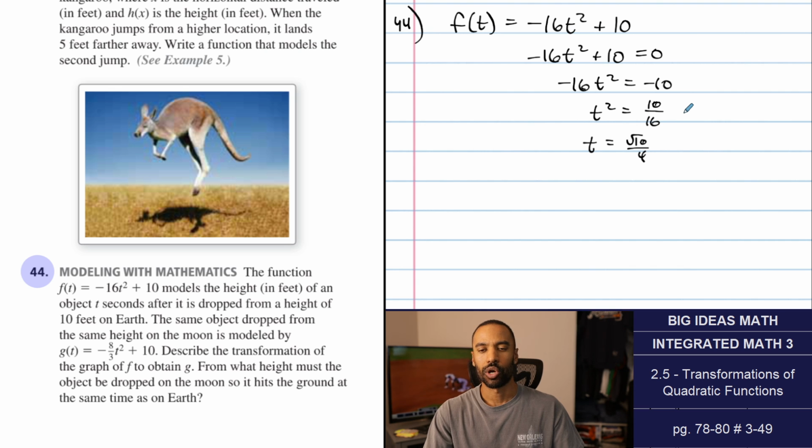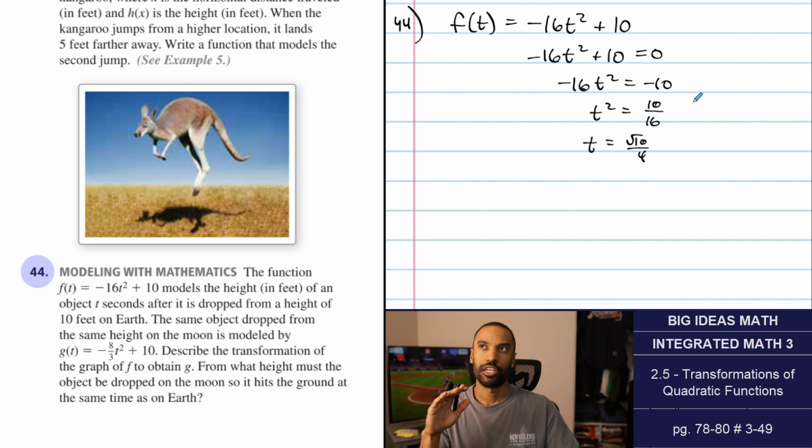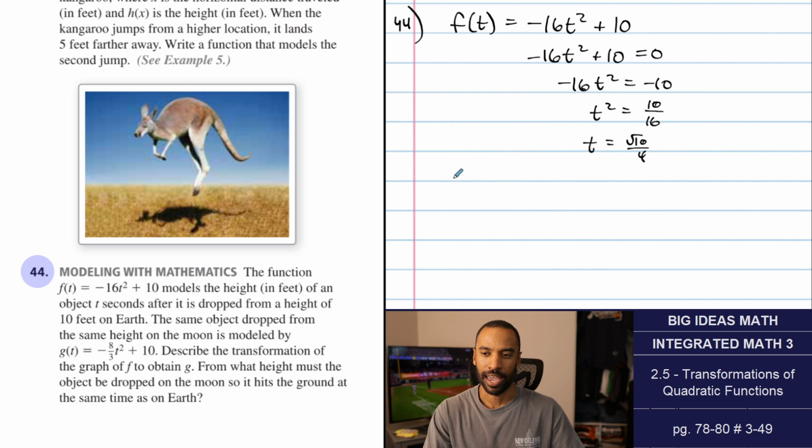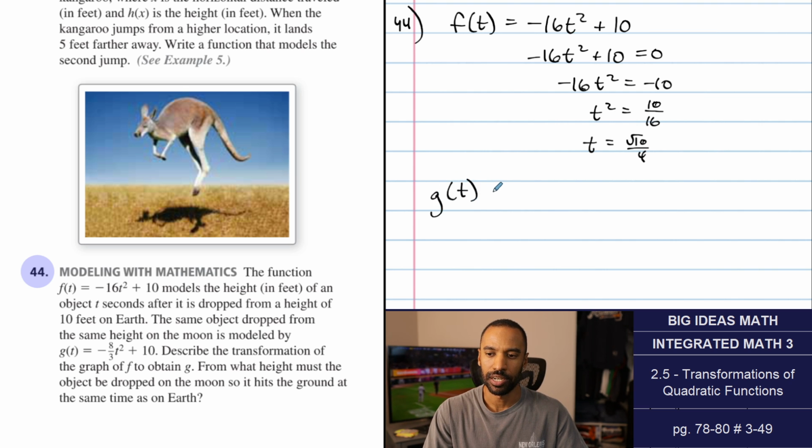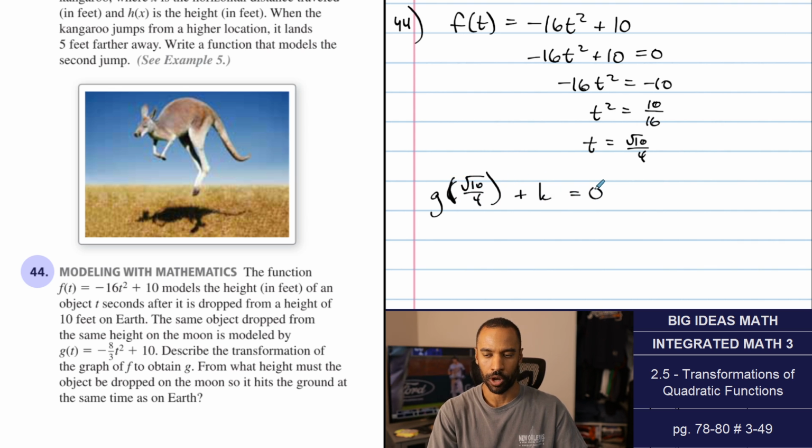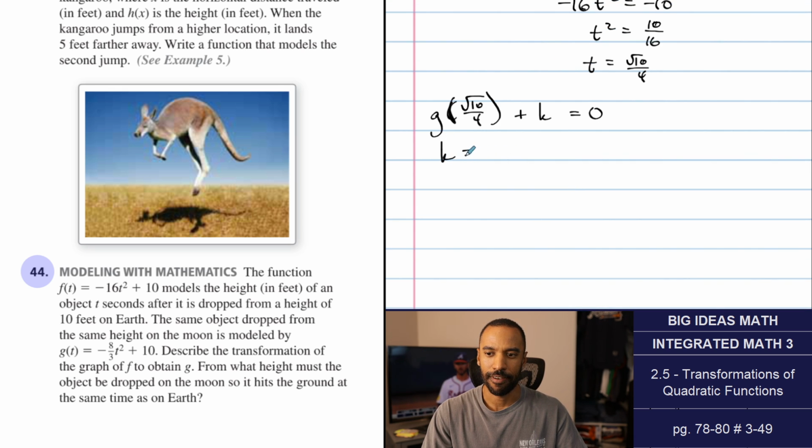and this is the time that it takes for this one to hit the ground. So when solving that algebraically, I need to find out for what I can substitute root 10 over 4 into G's equation. And then I want to figure out for what value of K, I need to take my G of T equation. I need to take G of root 10 over 4. And then I need to add some K to it to make it 0. So I need my K value to equal 0 minus G of root 10 over 4.